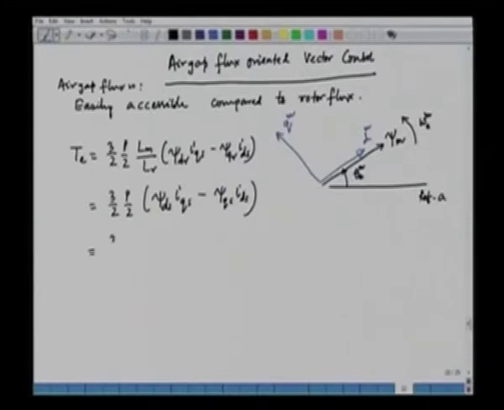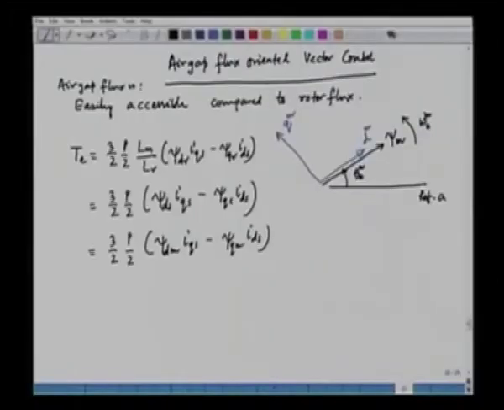We can say that this is 3 by 2 into P by 2 into psi dm into iqs minus psi qm into ids, and psi dm and psi qm are the air gap fluxes in the d axis and the q axis respectively. So what we mean here is that this flux in this axis is called psi dm and this is called psi qm.